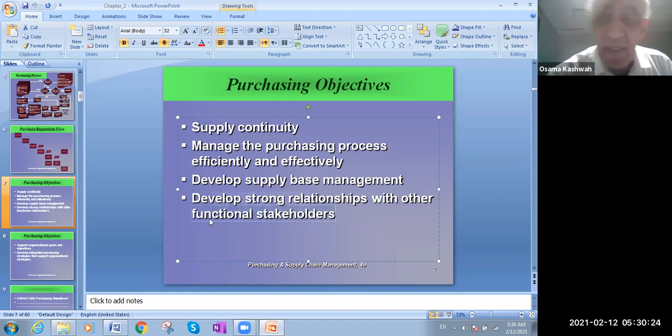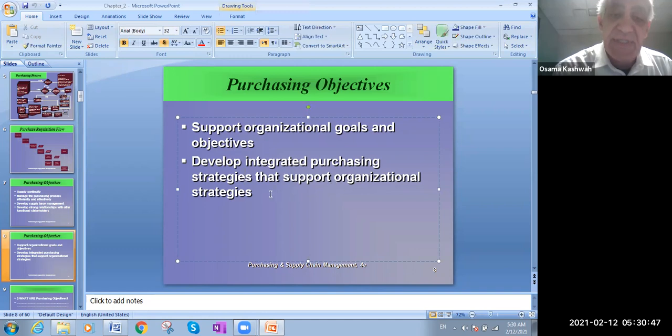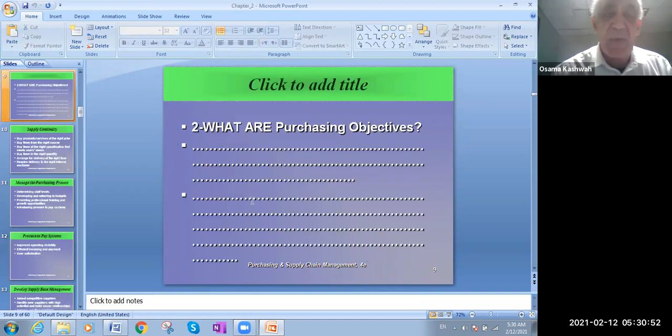And this is why, or the main objectives of the purchasing. Support organizational goals, of course, because the supply chain management is a part of the whole organization. For that reason, it must support the organizational goals. Develop integrated purchasing strategies that support organizational strategies. That's fine. Now we will come to the second question. We will work on it.